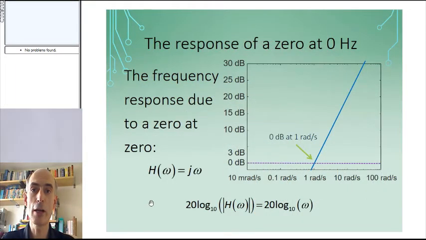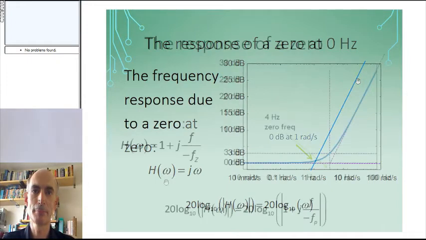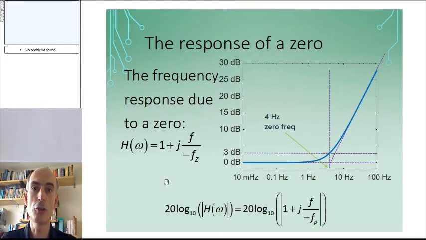The effect of a zero at 0 Hz is to introduce a rise of 20 dBs per decade in the amplitude response. And that's at all frequencies. The effect of a zero not at 0 Hz is to introduce a rise in the amplitude response of 20 dBs per decade at high frequencies, a long way above the break frequency, and it has no effect at all at low frequencies, a long way below the break frequency. And the break frequency is just the magnitude of the zero. I've expressed things in hertz here rather than radians per second.